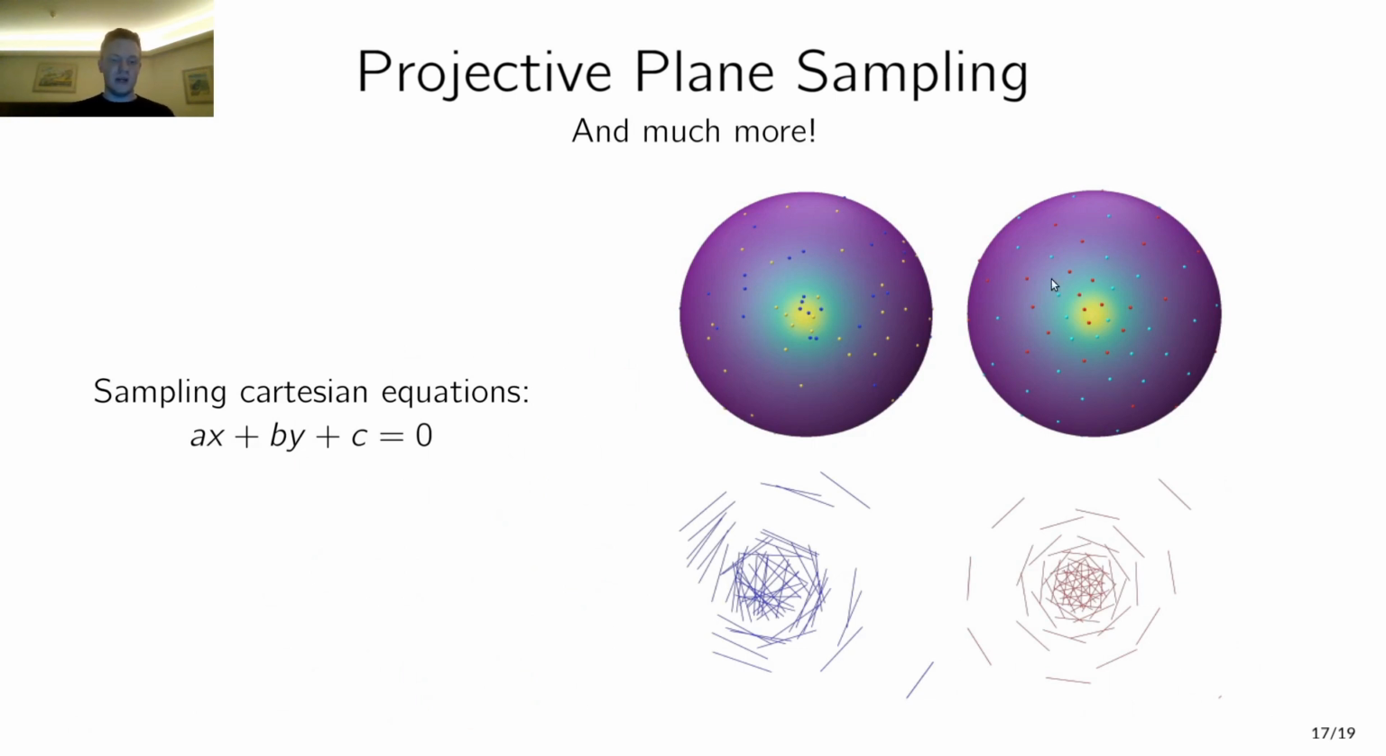For example, as you see here, we can also sample affine lines by their Cartesian equations, by sampling A, B, and C, because as you see, if you replace A, B, and C by -A, -B, and -C, you get the same equation. And so once again, if you sample the projective plane, here we can get a blue noise sampling of affine lines, etc. And so projective plane sampling appears to be really exciting, okay.